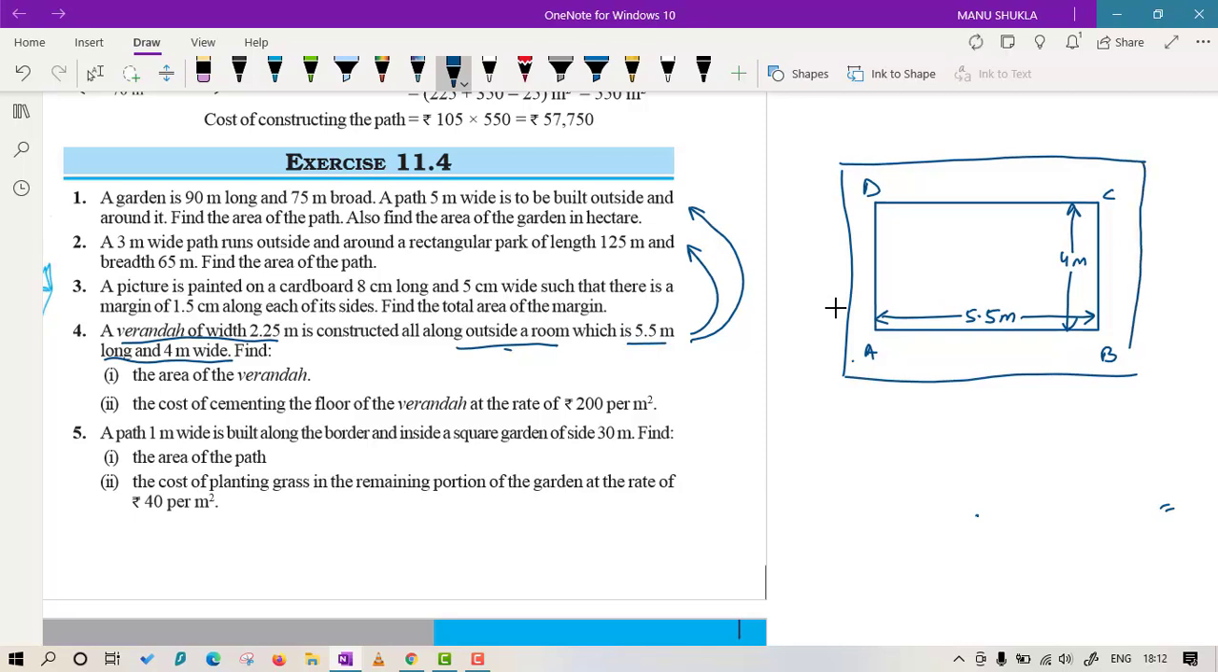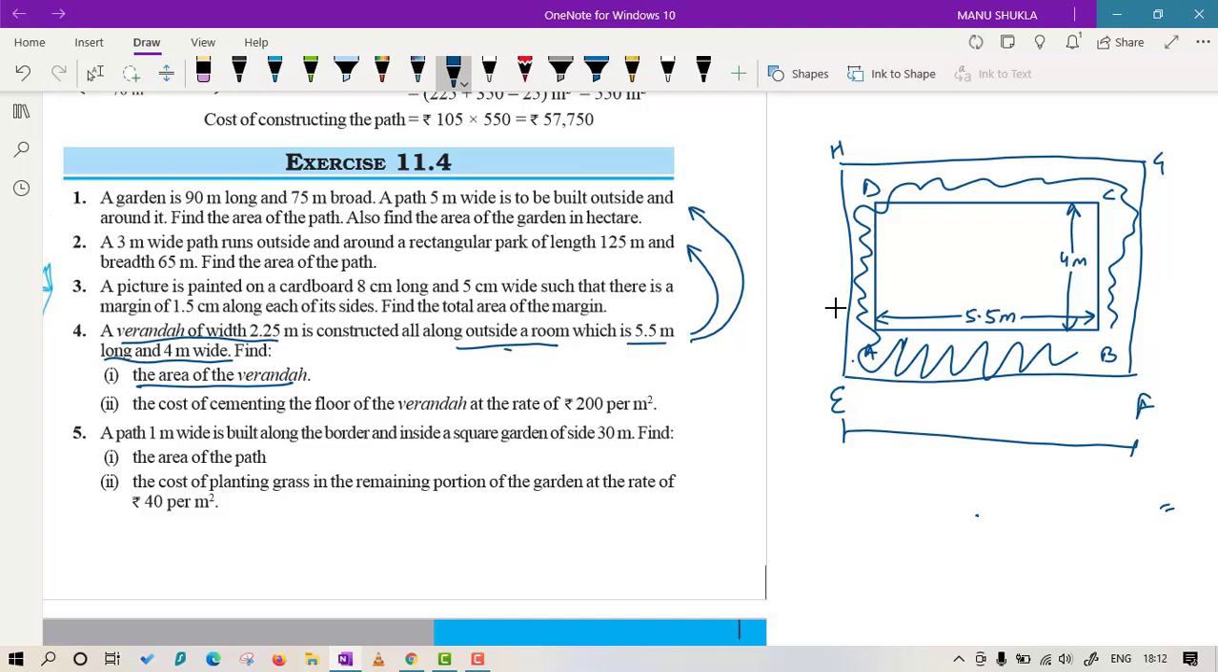So this is the veranda, EFGH is the outside rectangle. We need to find, I think, the area of this veranda only, if I'm not wrong. Yes, we have to find the area of the veranda. Same question, very simple. So first we need to find the value of EF. Again, EF is larger than AB, so we have to add this left side and this right side. What is the value of left and right? It is 2.25 meters. Here also it is 2.25 meters.